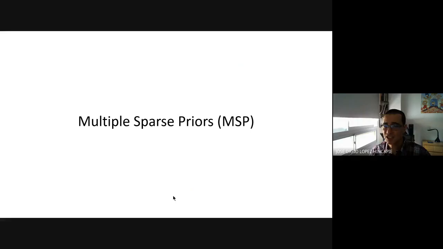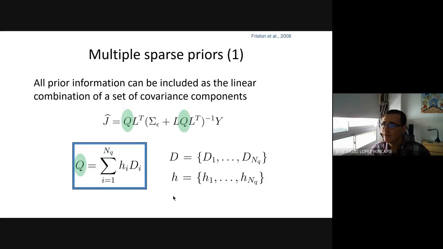Okay, so to finish this talk, I will present the multiple sparse priors solution, which is the one that we prefer you to use and that we developed. This solution again goes to the Q matrix, but we have a different perspective for this. We say that the Q matrix is created by the sum of many priors. So you have many possible priors. And what we do is that we weight them.